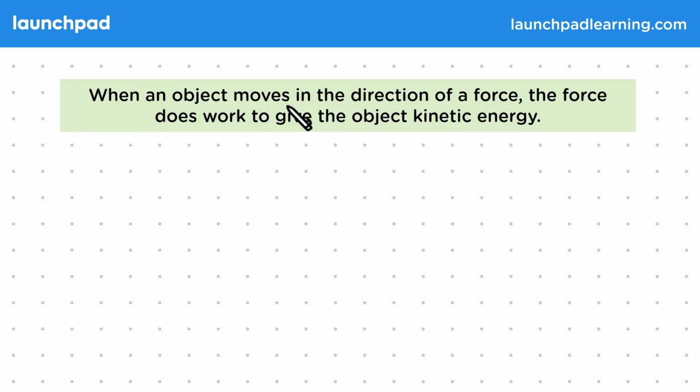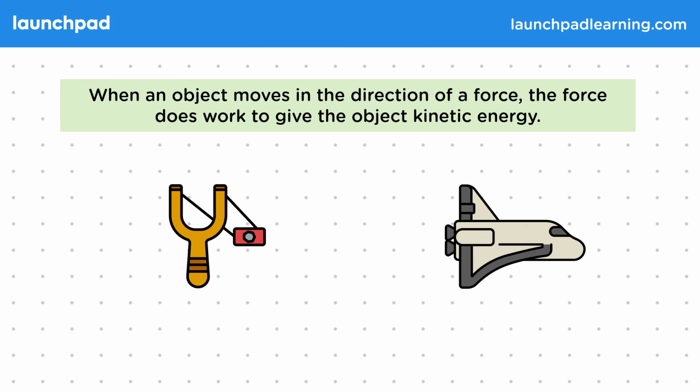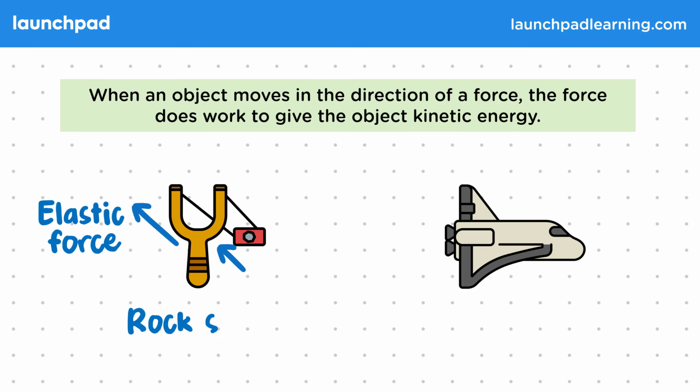When an object moves in the direction of a force, the force does work to give the object kinetic energy. Let's look at some examples of this. A slingshot can be used to provide an elastic force to a rock or some other small object. This elastic force does work to transfer elastic potential energy in its bands to the rock. As a result, the stationary rock goes from having zero kinetic energy to some kinetic energy, making it start moving in the direction of the force.